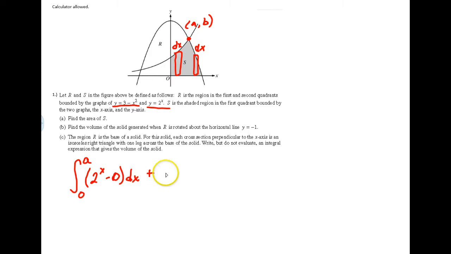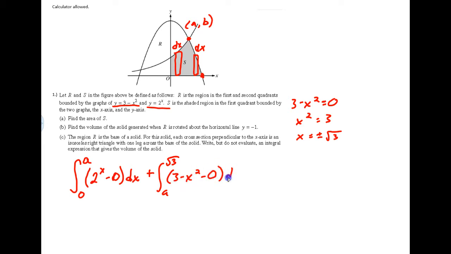Then I'm going to add to that the second one. The integral is going to go from a, which we'll find on the calculator in a moment, to this value. So what is that value? That's the zero of 3 minus x squared. On the side, if I take 3 minus x squared and set it equal to 0, I get that x squared is equal to 3, which means that x is plus or minus root 3. So that would be from a to root 3 of the upper boundary minus the lower boundary. So once again, 3 minus x squared minus 0 with respect to x.